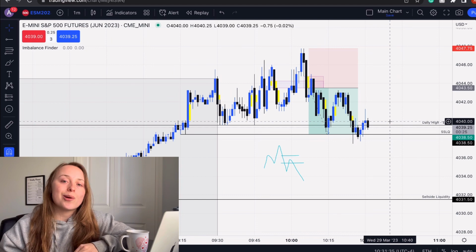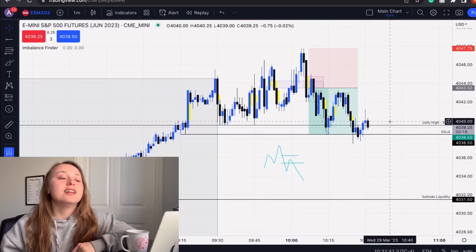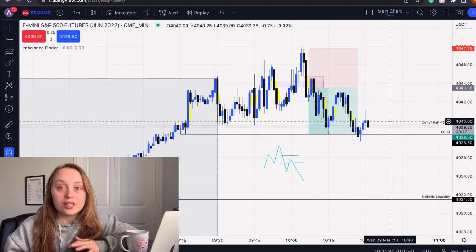That's why I just wanted to hop on here really quick, because I got really excited. I was like, this is my trade. This is amazing. Again, I'm not actually taking any trades.